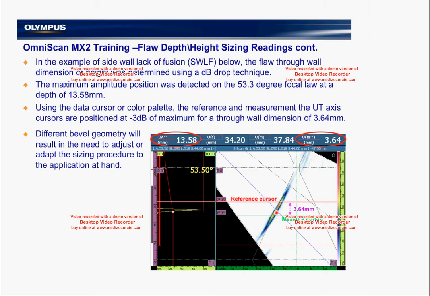So we've identified the sidewall lack of fusion here as a 3.64 through wall height dimension from a depth of 13 millimeters directly in the middle of it. That's based on the DA gate reading. And we identified the two cursors in the middle of the second half skip for our through wall dimension. And in this example, we're using about a minus 3 dB technique that we can visualize right on the flaw using the color palette.